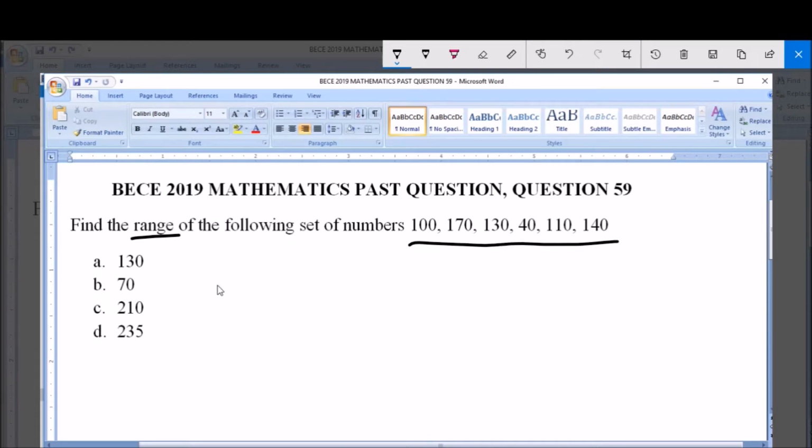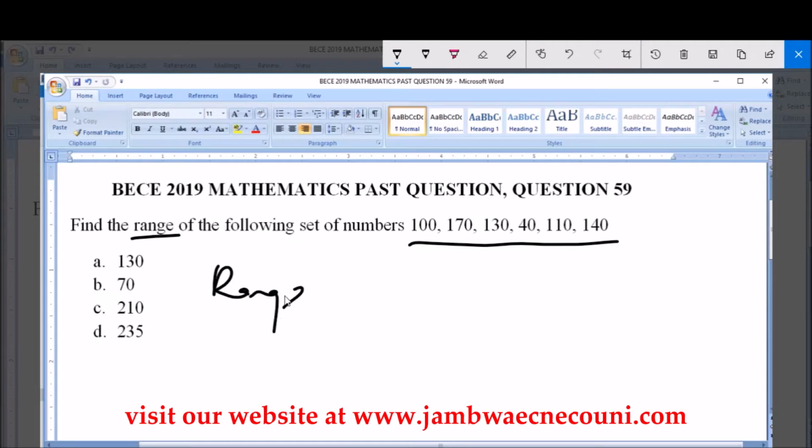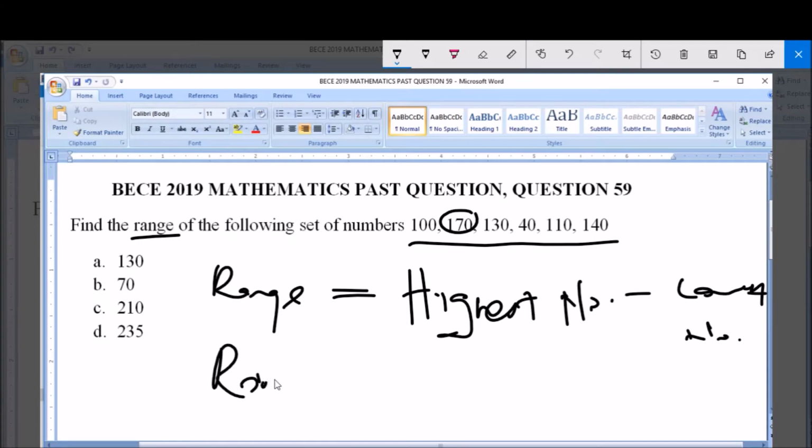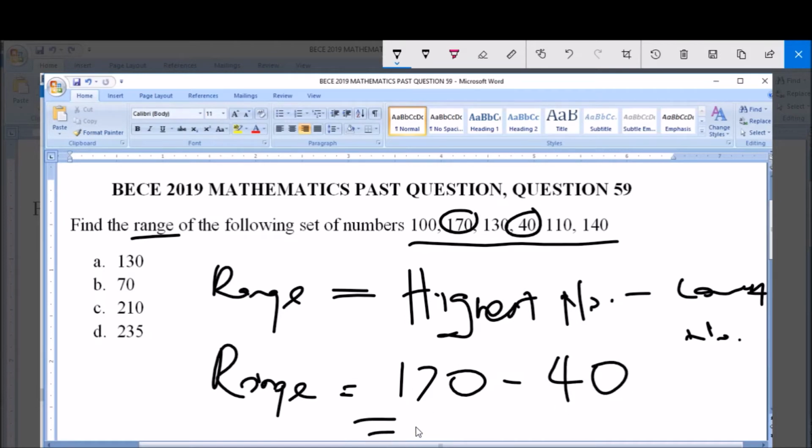Now, to find the range of a given set of numbers, we subtract the lowest number from the highest number, that is the highest number minus the lowest number. Now from these numbers given here, you will see that 170 is the highest number, so therefore we say range is equal to 170 minus, and the lowest number here is 40, so minus 40. Now range is equal to 170 minus 40, and this will give us 130.